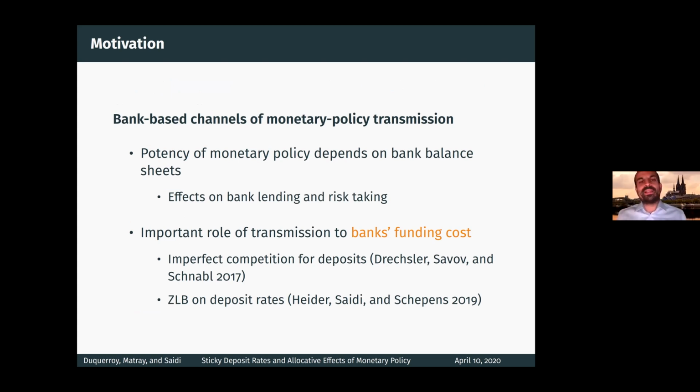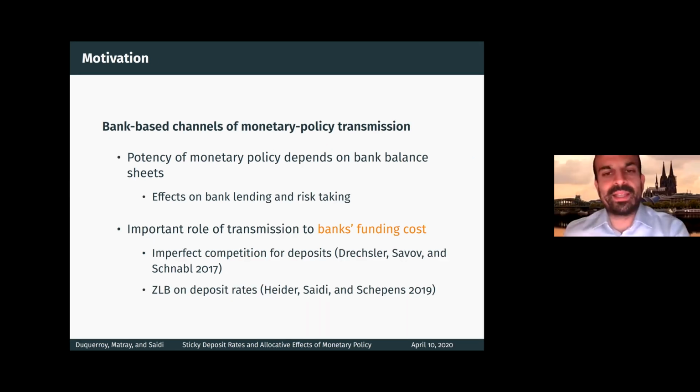Now, more recently, there's been more attention paid to the role of banks' funding costs in the transmission of monetary policy. The typical bank business model is that they fund themselves, for example, through deposits, and that's what we will focus on here, and they lend out these deposits in the form of loans to firms, for example. As such, banks engage in maturity transformation from short-term deposits to long-term loans.